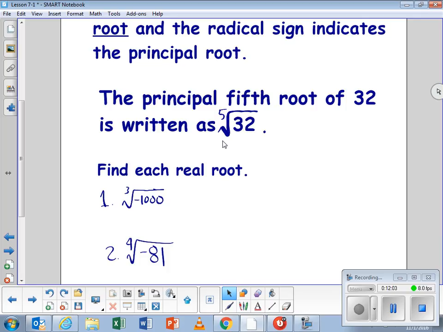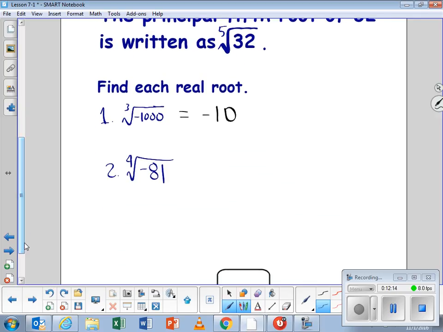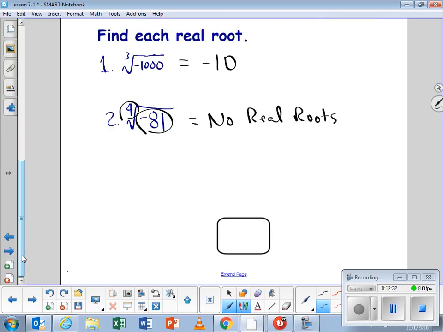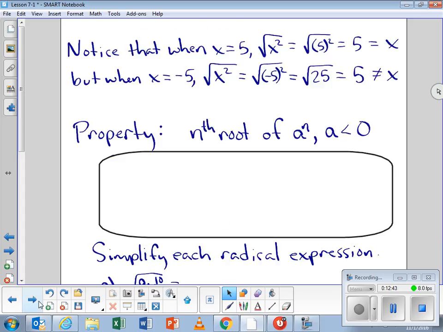Find each real root. What's the cube root of negative 1,000? Negative 10, I agree. What is the 4th root of negative 81? It's a negative, right? And it's an even root, so there are no real roots. And I think that's just a slip up there.